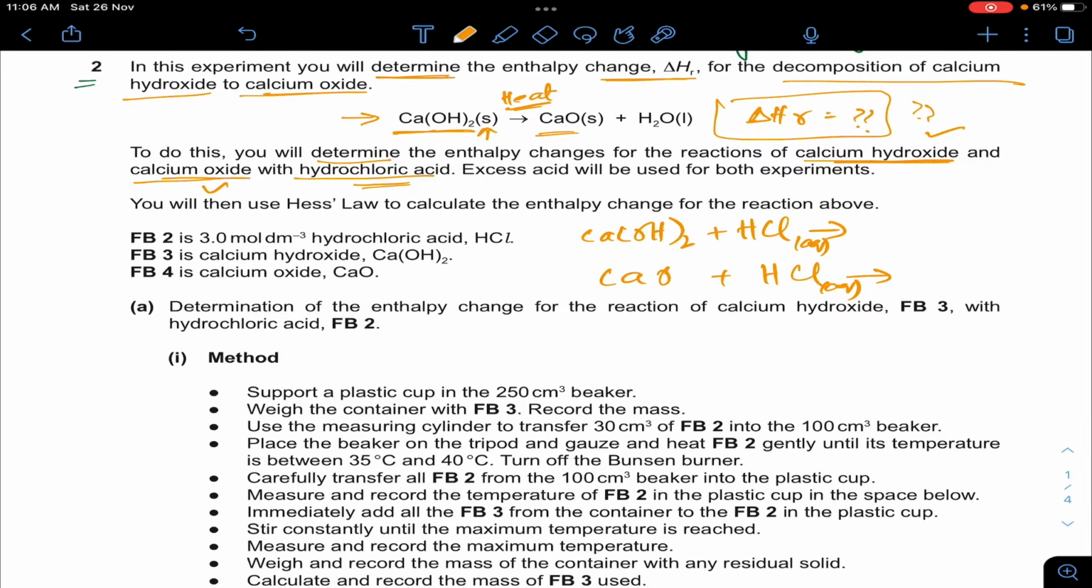Now you will then use Hess's law, which says that energy change does not depend upon route, to calculate the enthalpy change for the reaction above. Now what we have: FB2, which is 3 mole per dm cube hydrochloric acid, FB3, which is calcium hydroxide, it would be in solid form, and FB4, which is calcium oxide, again in solid form. So first we are going to do the experiment of calcium hydroxide with hydrochloric acid, and the other experiment would be calcium oxide with hydrochloric acid.